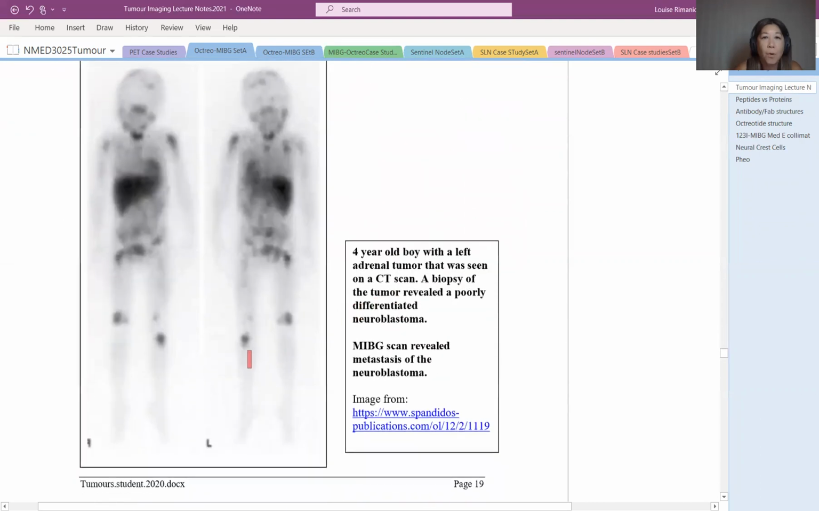Here's a 4-year-old boy, left adrenal tumor that was seen on a CT scan. They did a biopsy which showed a poorly differentiated neuroblastoma. And unfortunately, like so many patients that we see at the time of diagnosis, he's already got widespread metastatic disease. So if you're seeing bones, as we are here, this is not a good sign.